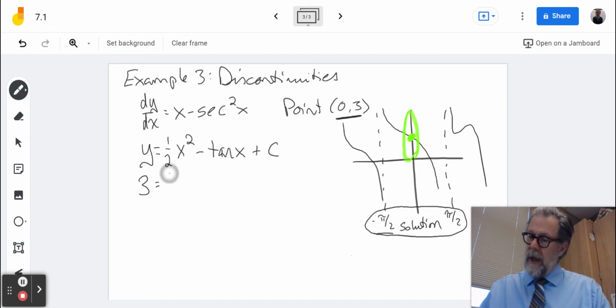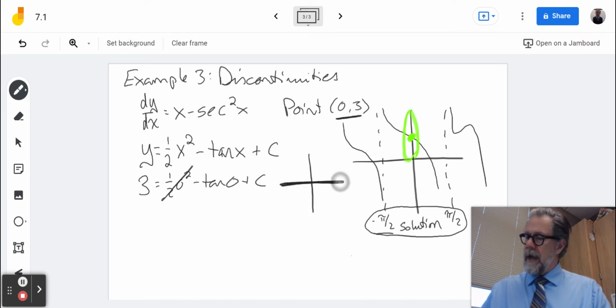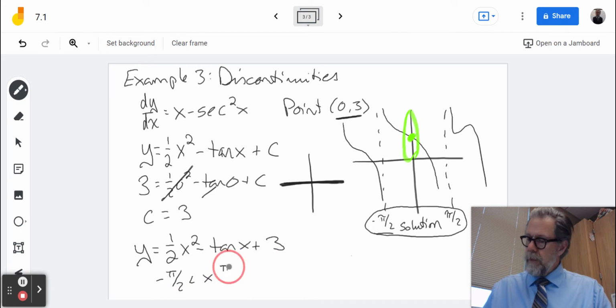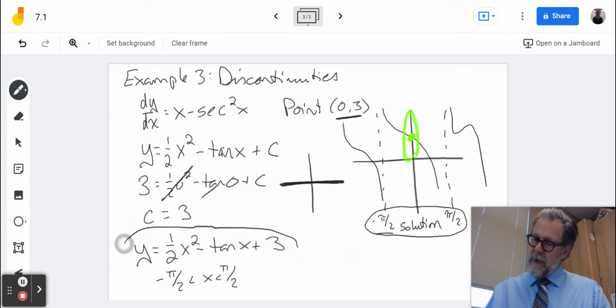So very quickly, 3 equals half of 0 squared minus tangent of 0 plus c. 0 squared is 0. Tangent of 0, remember the tangent of a 0 degree is tangent of a horizontal line. Slope, that's also 0. C is equal to 3, which means that the function is y equals 1/2 x squared minus tangent x plus 3 for negative pi over 2 less than x less than pi over 2.